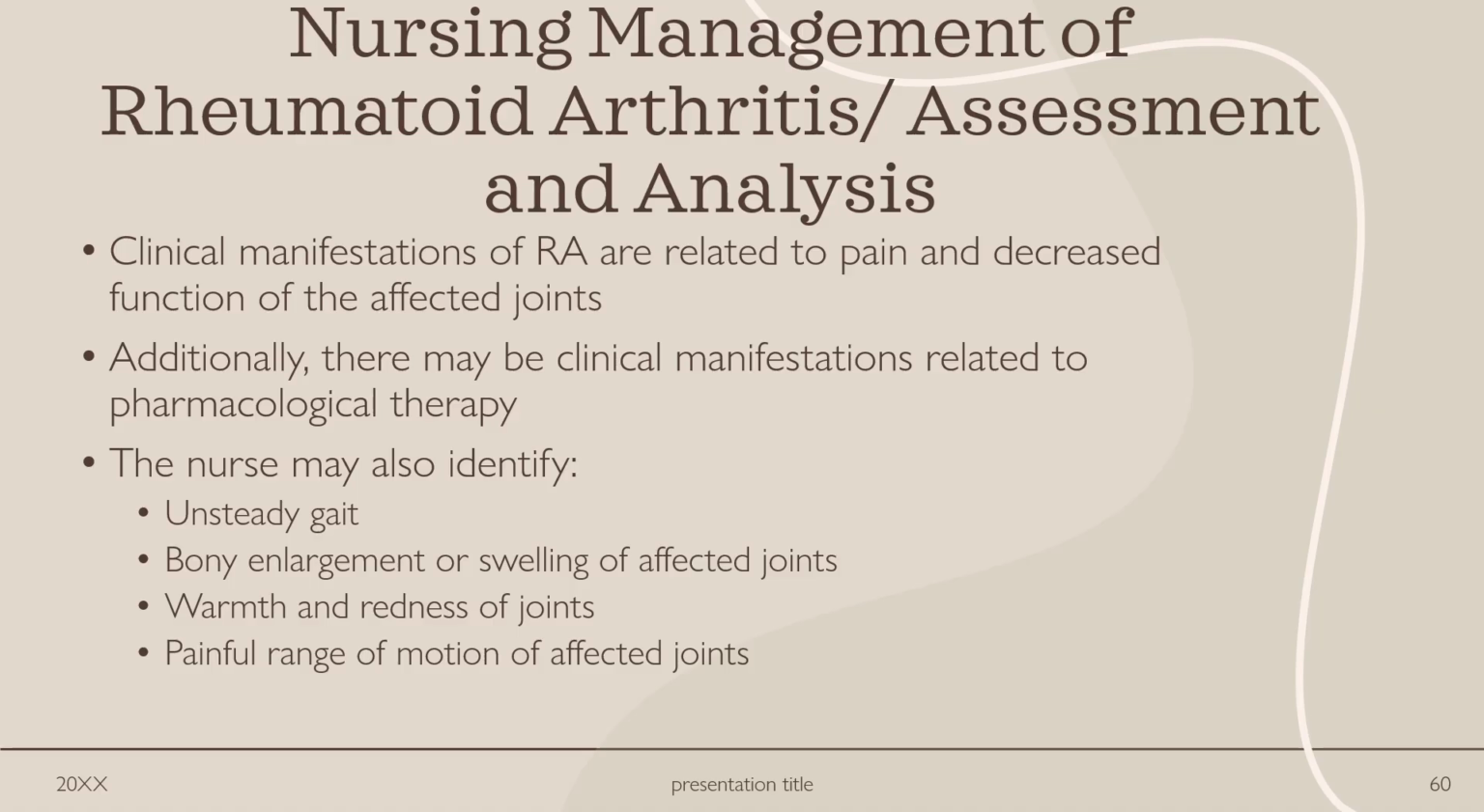So now the care plan for rheumatoid arthritis. We are going to start with assessment and analysis. Clinical manifestations of RA are related to pain and decreased function of the affected joints. Additionally, there may be clinical manifestations related to pharmacological therapy. The nurse may also identify an unsteady gait, bony enlargement or swelling of the affected joint, warmth and redness of the joint, and painful range of motion of the affected joint.